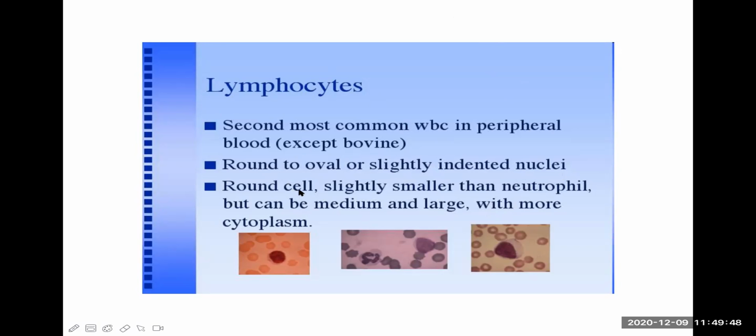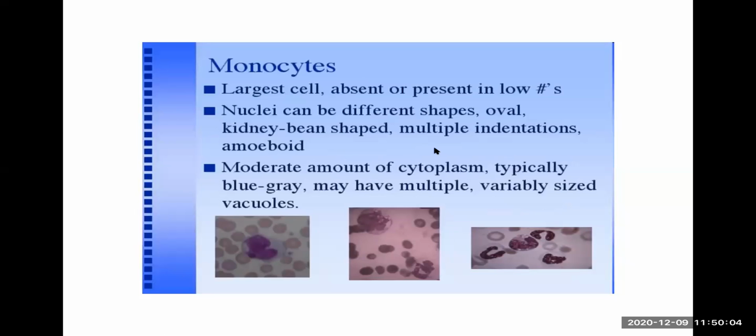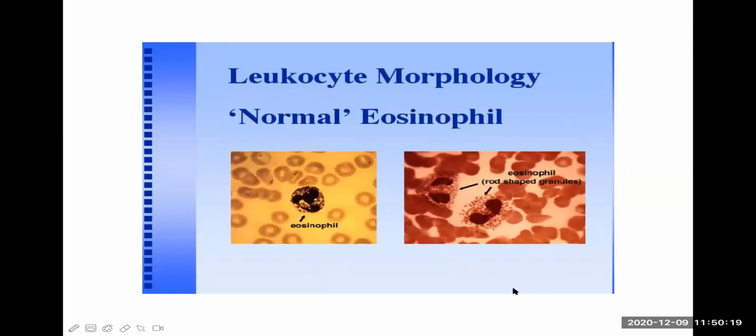So they are predominantly round cells, slightly smaller than the neutrophil, but they can be medium and large, and when they are activated, they change their shape. They are no more rounded after the activation. Monocytes are the largest cell among the WBC. They are the largest cell and they are not in very high number in the peripheral smear. And when they are present in the tissue, we call them macrophages.